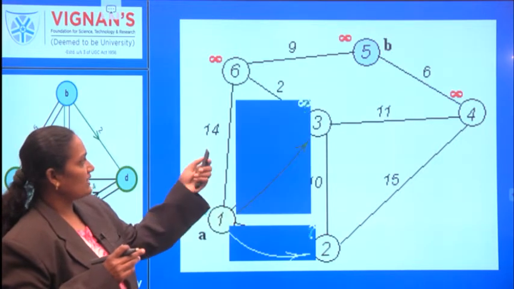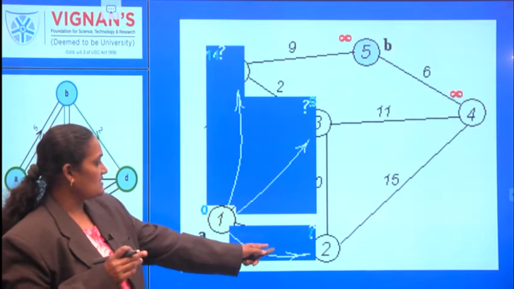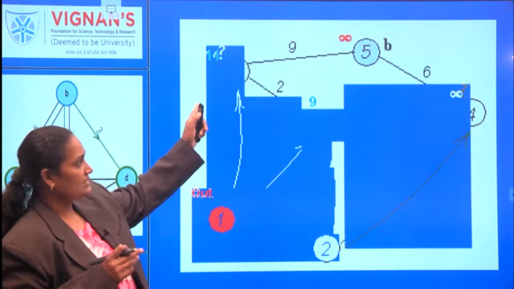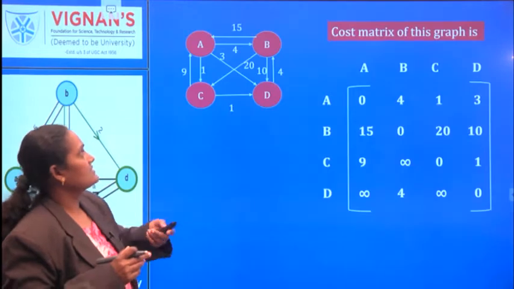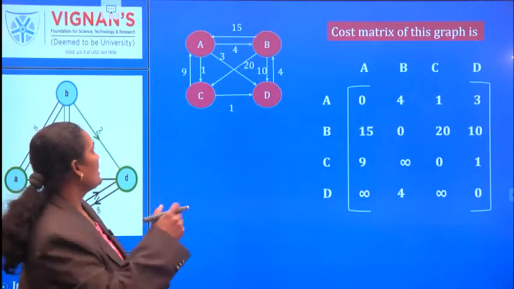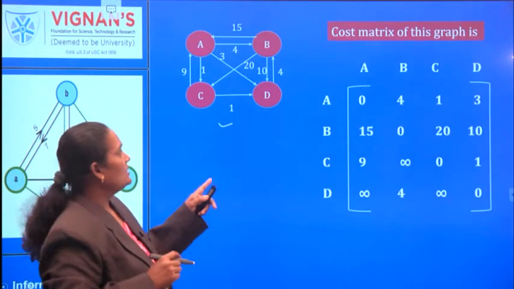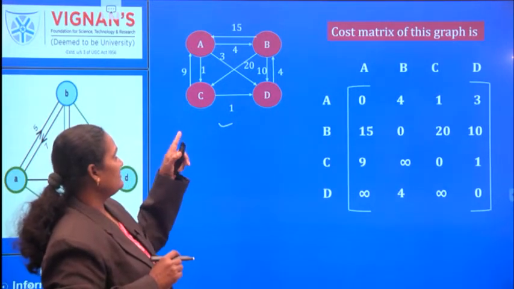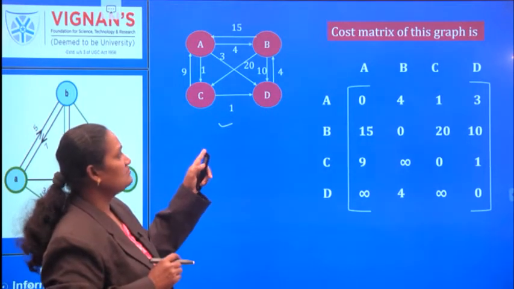2, 3, 6, 5, 4 all become the destinations. What are the shortest paths? Here this is the shortest path, and this is the shortest path for 3, and this is the shortest path for 6, like that. So we have represented all the shortest paths. Next, coming to the example of how to represent the cost matrix. Now here I have given a graph with 4 vertices. Those 4 vertices are represented as A, B, C, D, and I have given some edges between those vertices and those edges are assigned some weights.